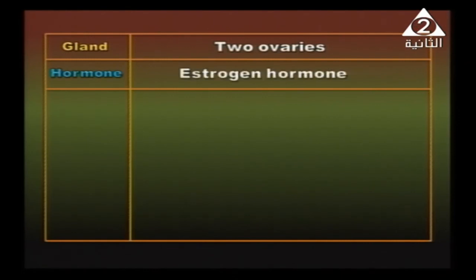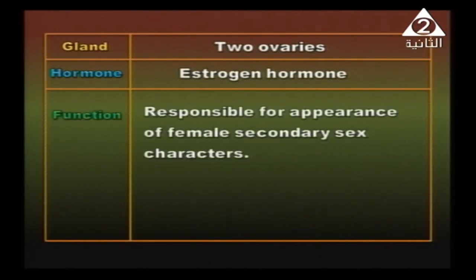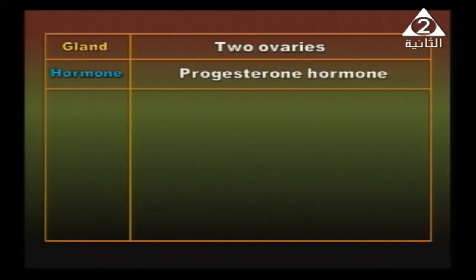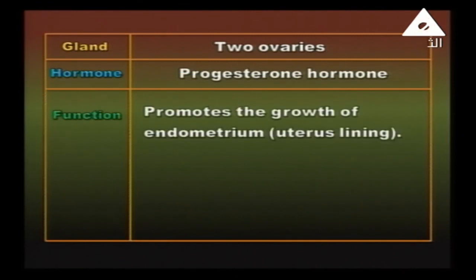What is the function of estrogen? Estrogen hormone is secreted from the two ovaries in females. Its function is responsible for the appearance of female secondary sex characters. What is the function of progesterone hormone? Progesterone hormone is produced from the two ovaries. It promotes the growth of the endometrium, or the uterus lining.